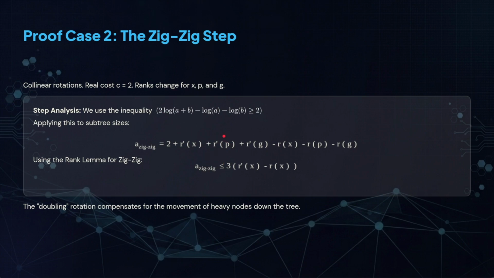One crucial inequality used here is that 2r'(x) minus r(x) minus r'(g) is greater than or equal to a constant. Using precise arguments and logarithmic properties, we prove the increase in the potential stays completely controlled. This structural step is vital because these rotations are exactly what gives splay trees their excellent self-adjusting behavior.